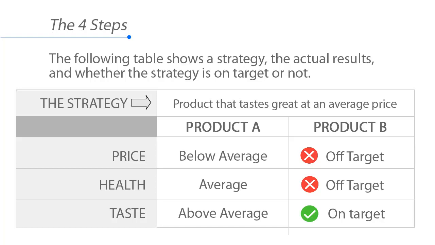Taste was identified as above average. Now, our strategy says that we want a product that tastes great, which suggests above average taste. And in this case, we're on target. We wanted a product that tastes great, and we've achieved a product that is above average. Maybe we want to keep going. Maybe we want to make the product even tastier and continue to stay on target.